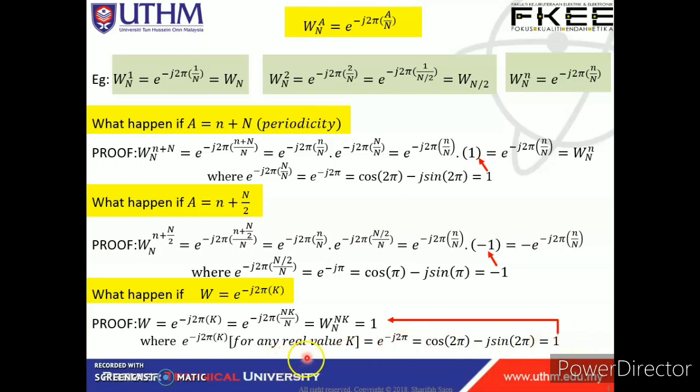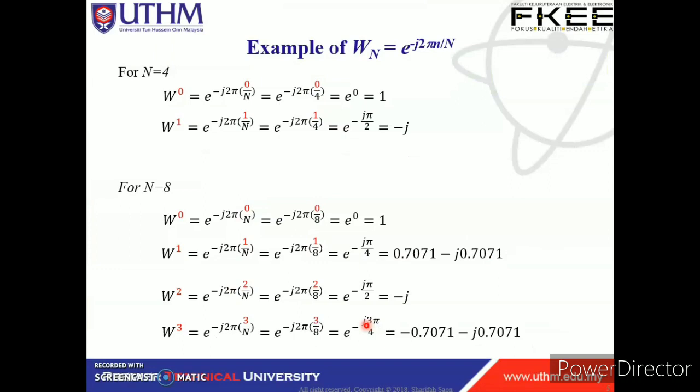So actually for any real value of k, when we multiply with 2 pi, we will get an even multiple of pi. So when we get even pi, the final answer will be 1. That's why here we can simplify the weight: number of sample multiplied with k, over number of sample, will be equal to 1. So this is the weight for the fast Fourier transform.